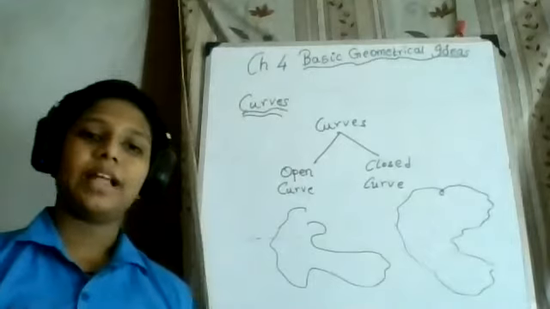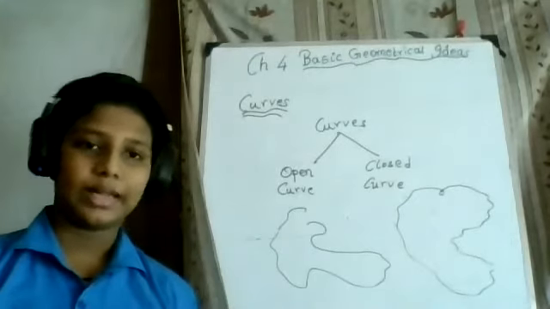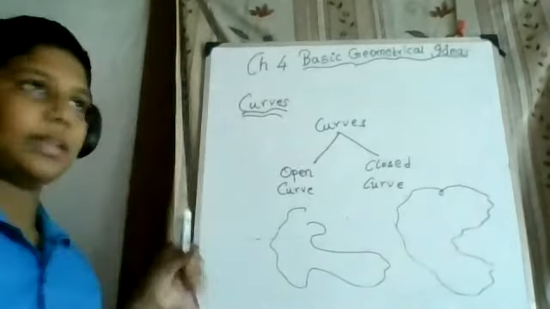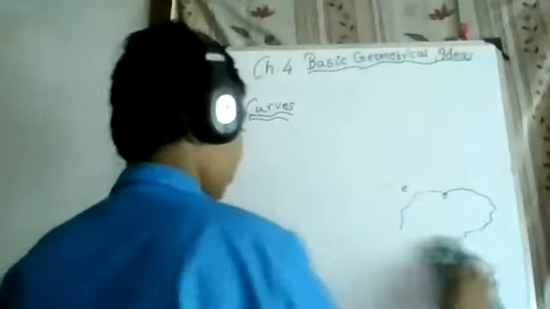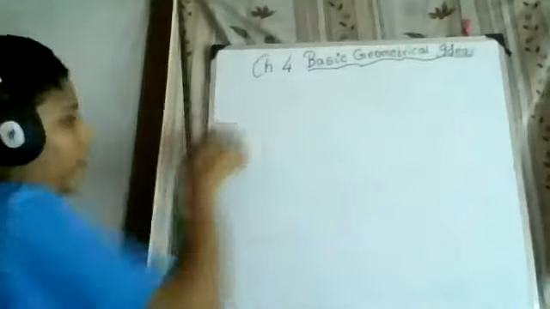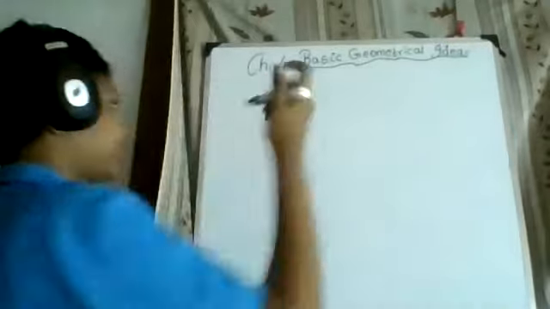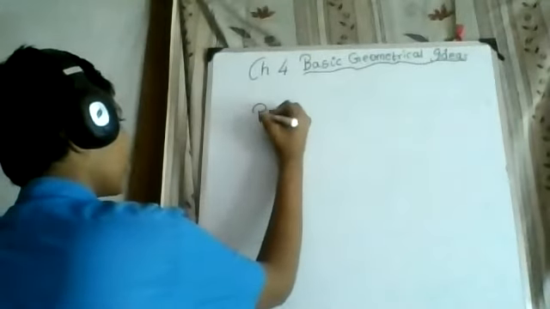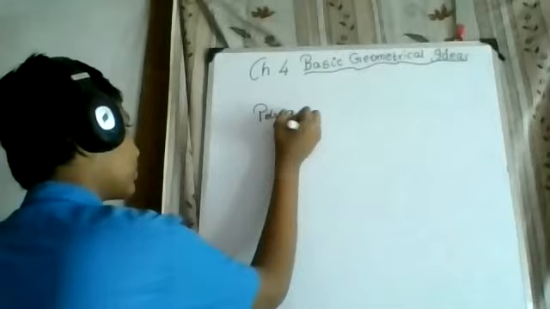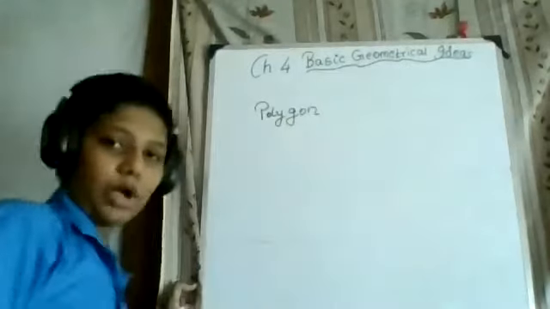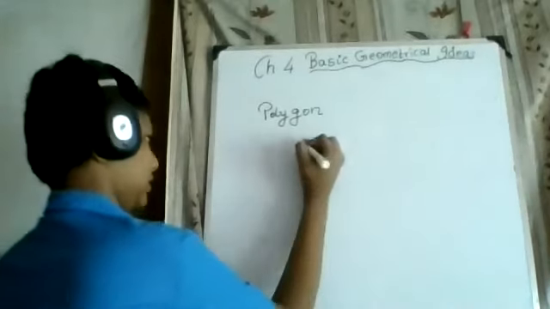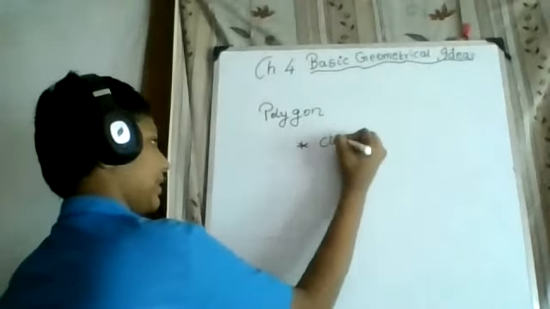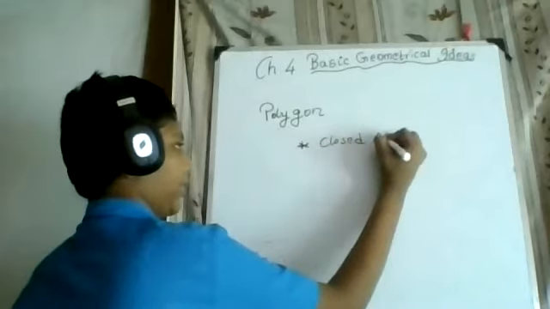In curves, we have one more type, the polygon. We are going to discuss polygon. A polygon is a closed figure.